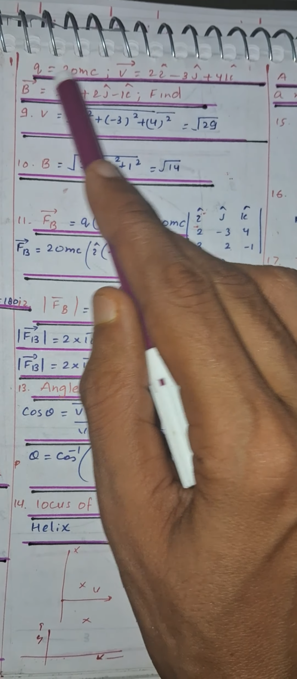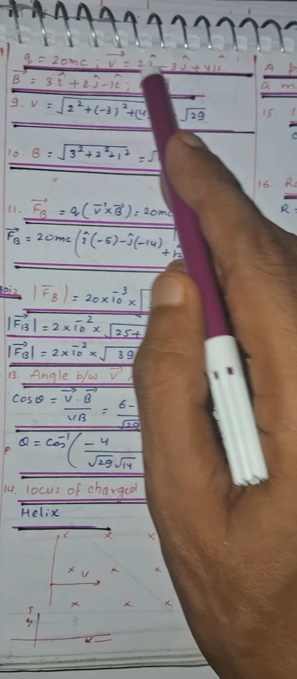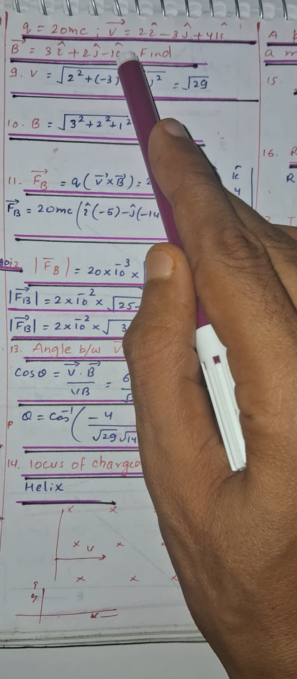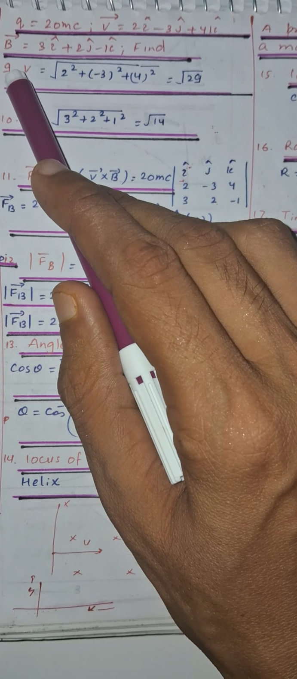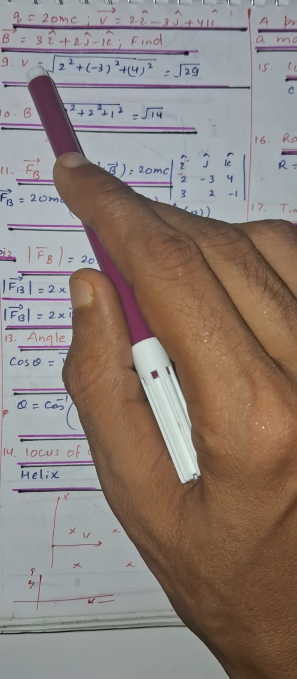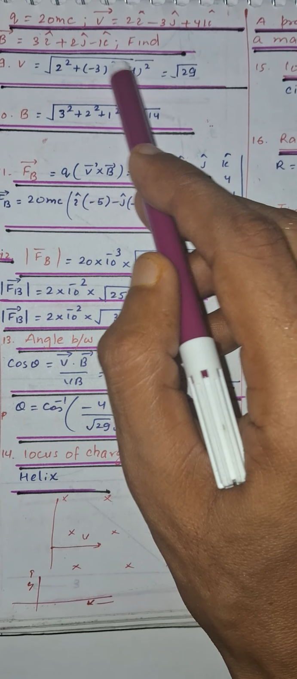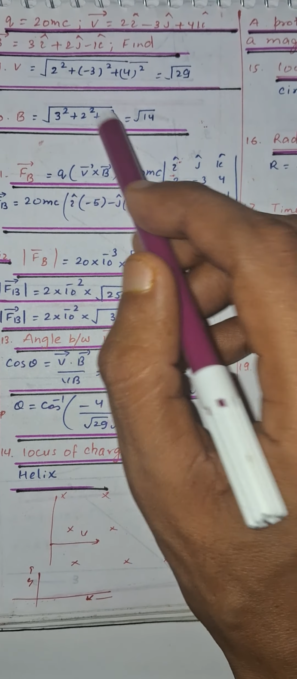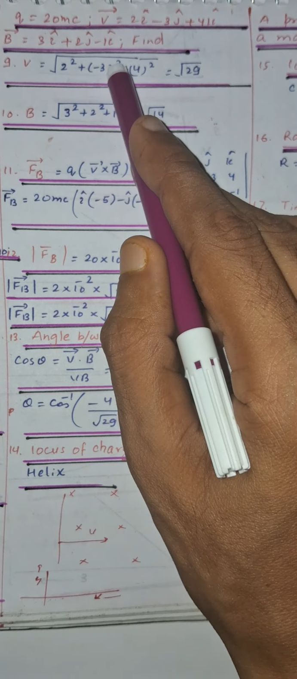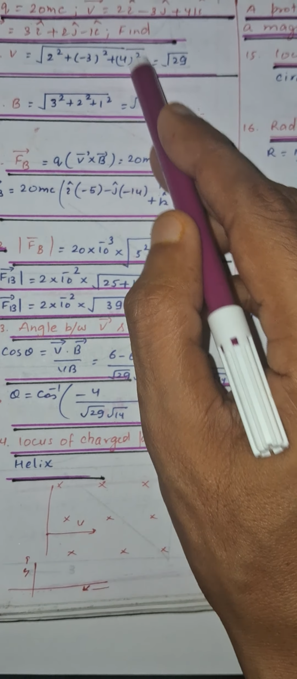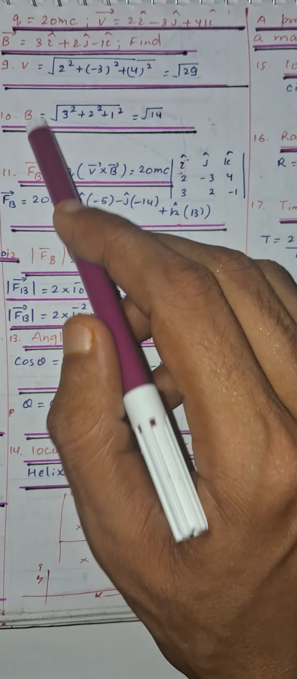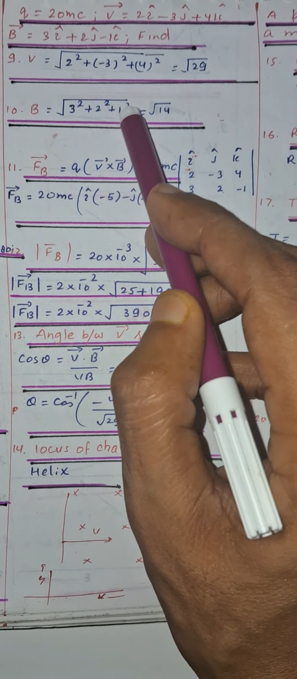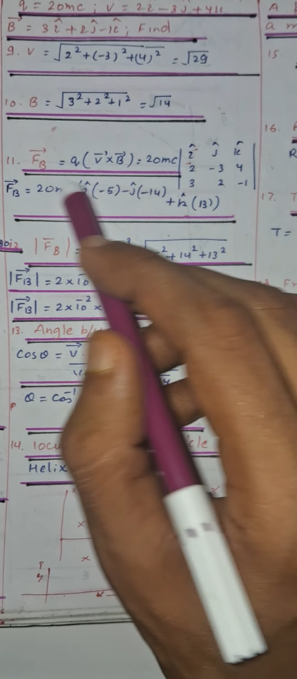Next is a question: there is a charge of 20 millicoulomb, velocity is 2i minus 3j plus 4k, and magnetic field is 3i plus 2j minus k. We need to find, first, the speed. Speed is the magnitude of instantaneous velocity. So that will be the square root of 2 square plus 3 square plus 4 square, that will be root 29. Then we need to find the magnitude of magnetic field. It can be done by squaring 3 square, 2 square, 1 square, that will be root 14.